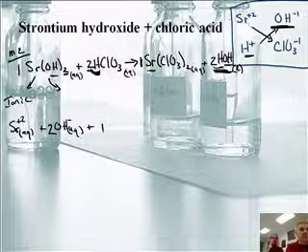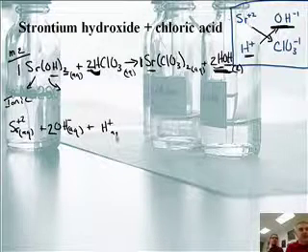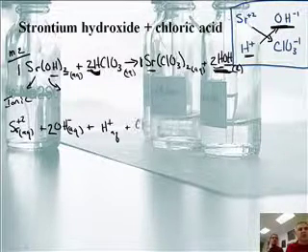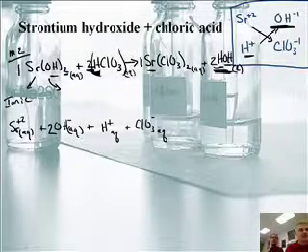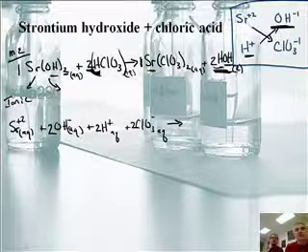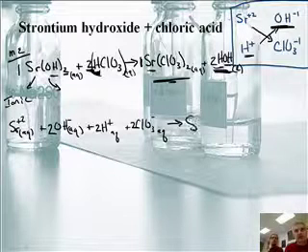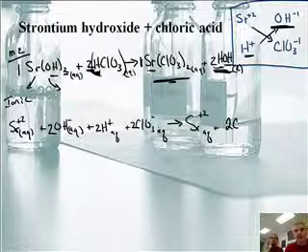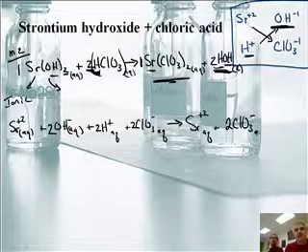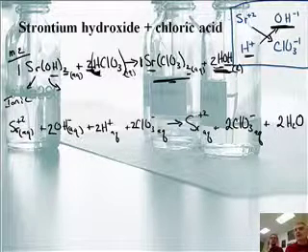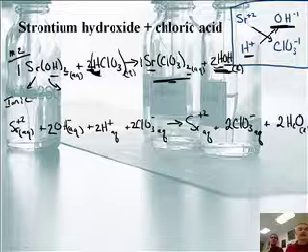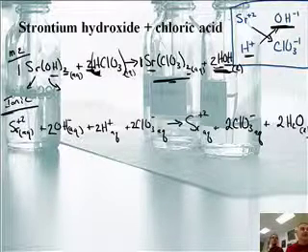Plus H positive aqueous, plus ClO3 negative aqueous. Now what do I do with this 2? This 2 multiplies everything, so there's 2 hydrogen ions and 2 chlorate ions. Now this is aqueous, so I'm going to split that up. There'll be Sr plus 2 aqueous plus 2 ClO3 negative aqueous, because of this 2 right here, plus 2 H2O, liquid. That's the complete ionic equation.